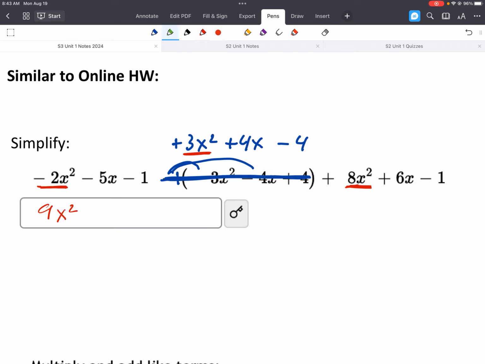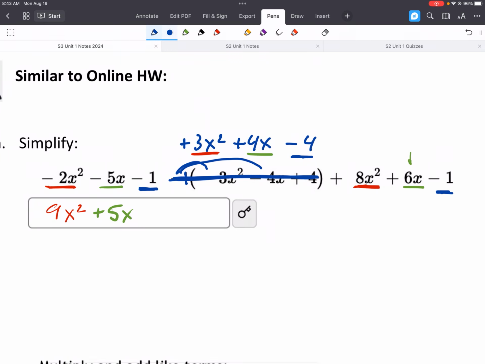And then we'll go to our x's. We have 3 terms of x's. So we have negative 5 plus 4, so that's negative 1. And then negative 1 plus 6 would give us 5. So plus 5x. Again, you can use your calculator for that if you wanted to. And then we have our constants. So negative 1 minus 4 minus 1. And that, again, use your calculator if you'd like. But that should give you negative 6. And you can just put that in.